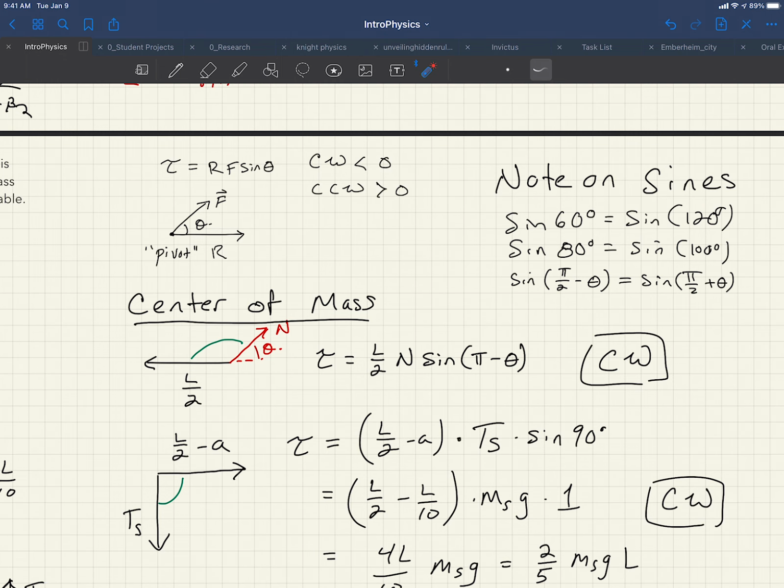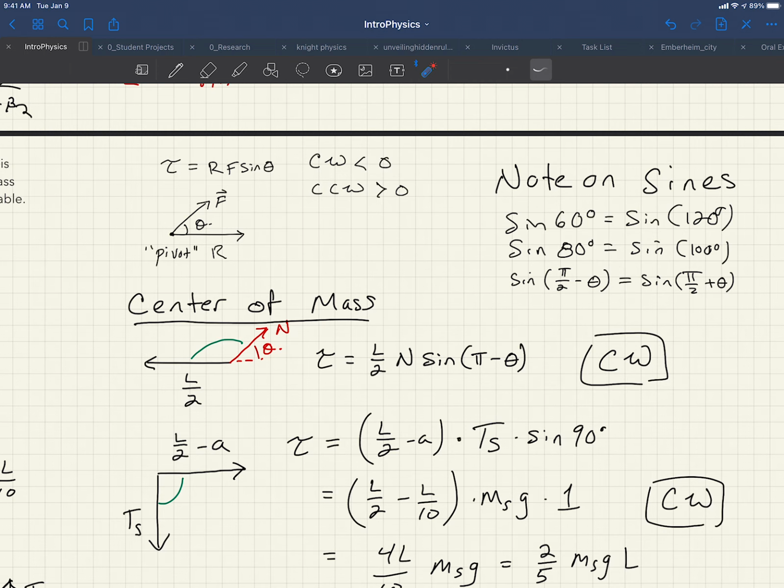Torque is what we often call a turning force. Torque is what causes an object to rotate around a particular point. The formula for torque is R F sine of theta. What is R? R is referred to as the moment arm, or the distance from the point of rotation, or the distance from the pivot to where the force is acting.